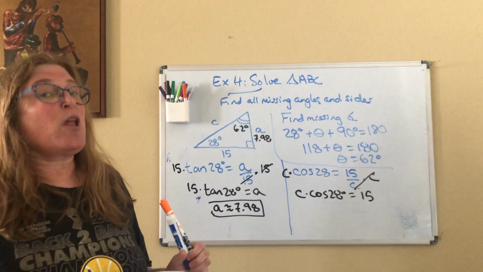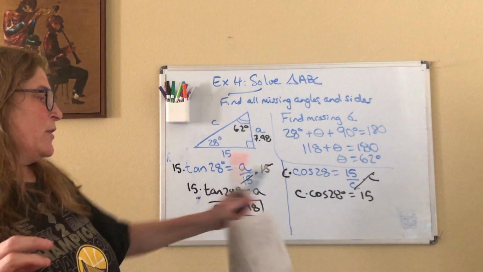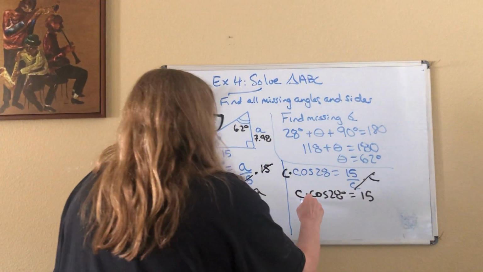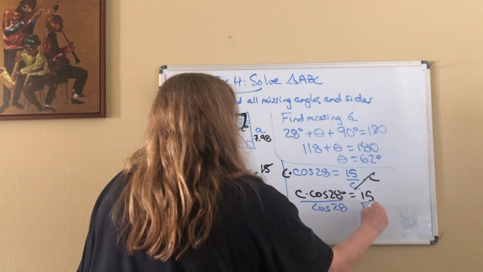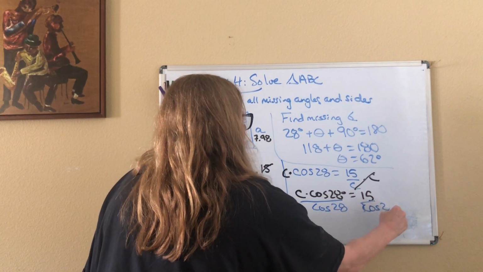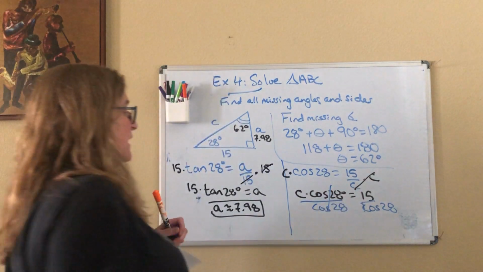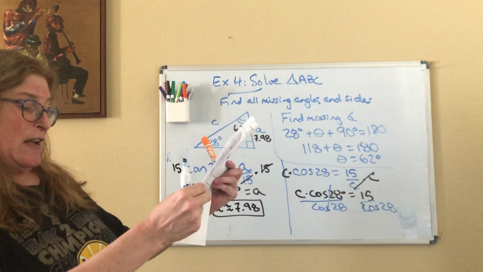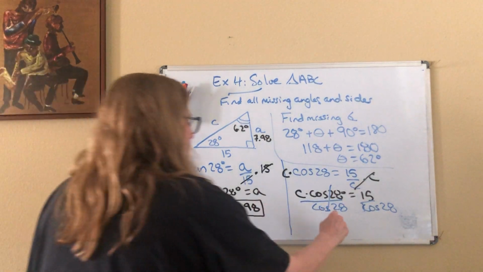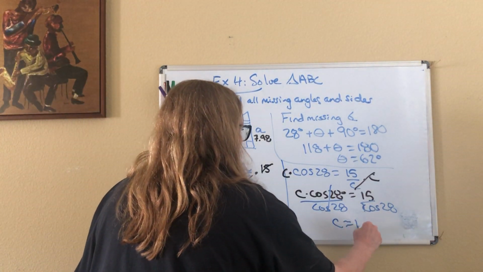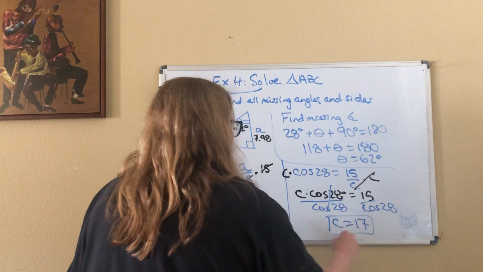Right? We remember this from logs, right? We are now going to divide by cosine 28. So in your calculator, you can just do 15 divided by cosine 28, and you get 16.99, so let's just call that 17. We'll just round it to 17.